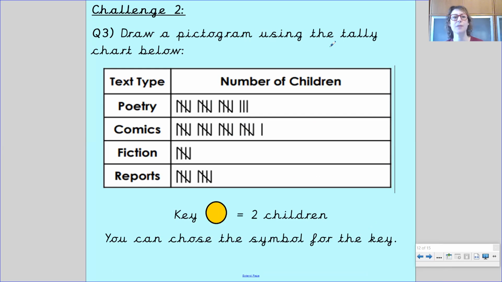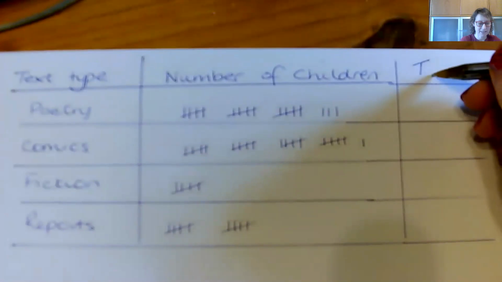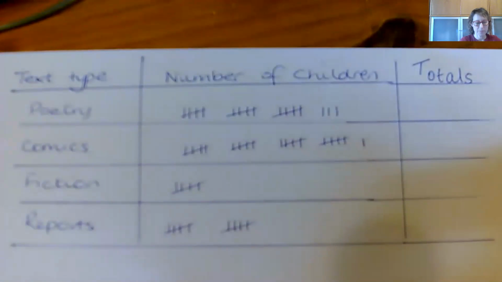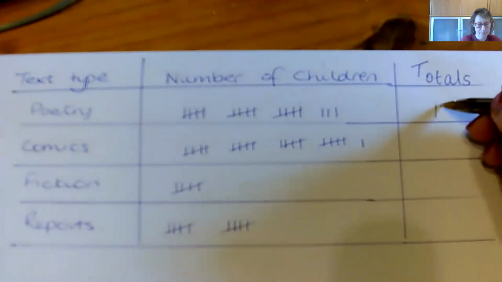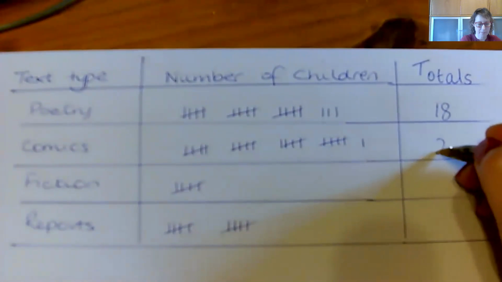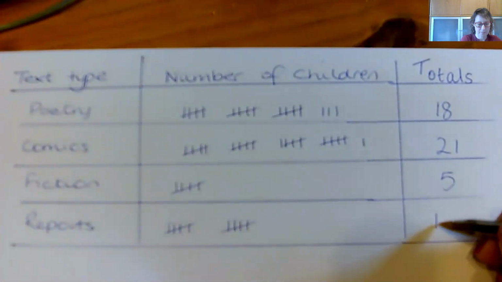So for this one here, you're going to draw the whole of the pictogram and there's nothing there to help you. So I am just going to change my camera for a moment. The first thing I'm going to do is find the totals for my tallies because that's going to make it much easier for me to do my pictogram. So I've got 5, 10, 15, 16, 17, 18 here. And I have got 5, 10, 15, 20, 21 here, 5 here, and 5, 10 here.